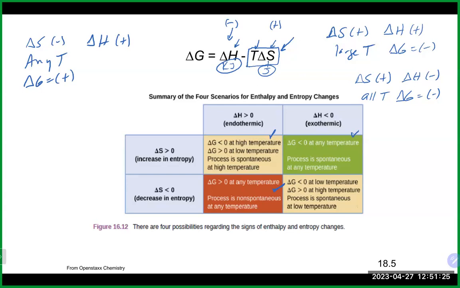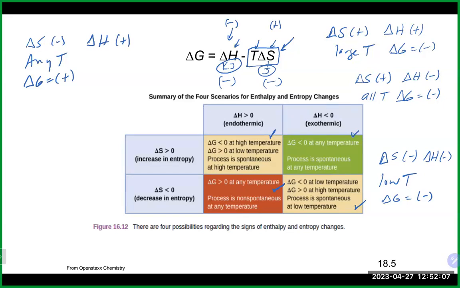Last box over here, we have a delta S that is negative, and we have a delta H that is also negative. So in this case, the negative delta S is going to turn the back part into a positive number, which means at low temperatures, that positive guy can't beat the negative delta H. So at low temperatures here, the delta G will be negative and spontaneous. At high temperatures, you're going to run into a problem because then the back part of this equation will overtake the top number and it will be a positive value.